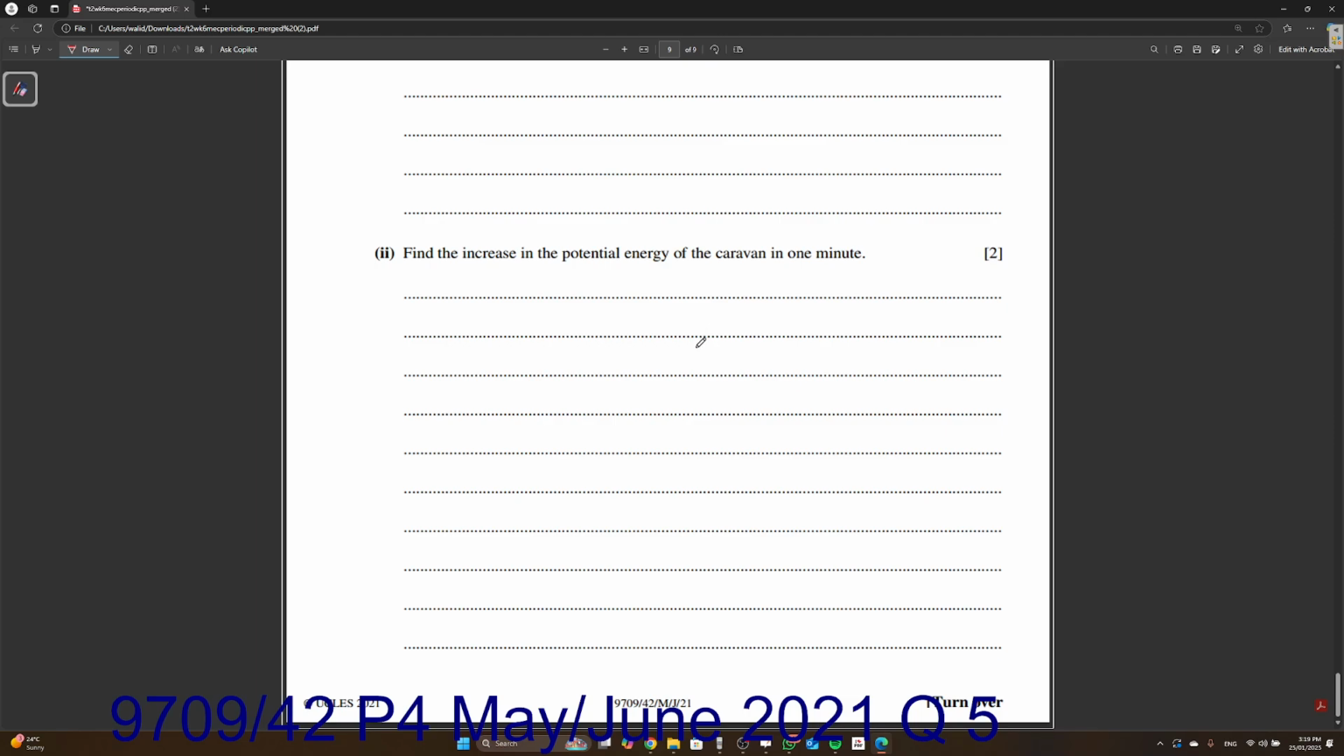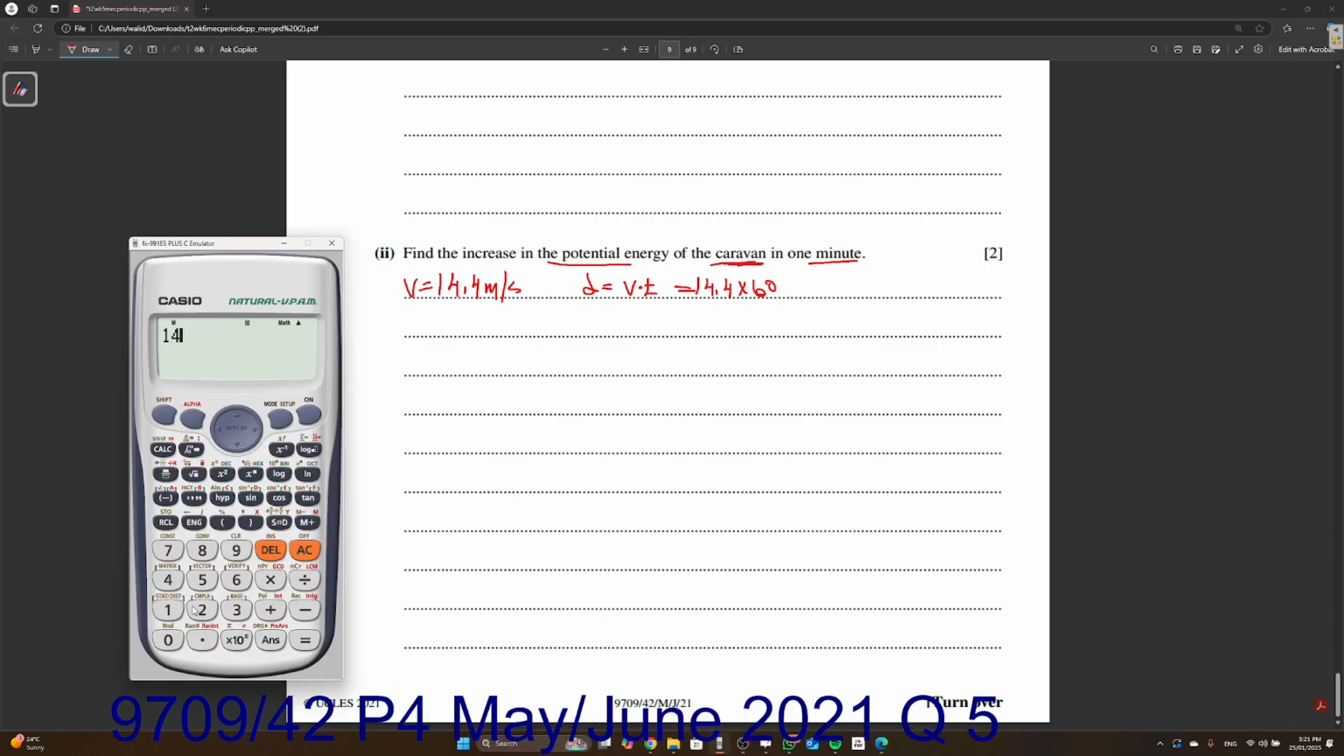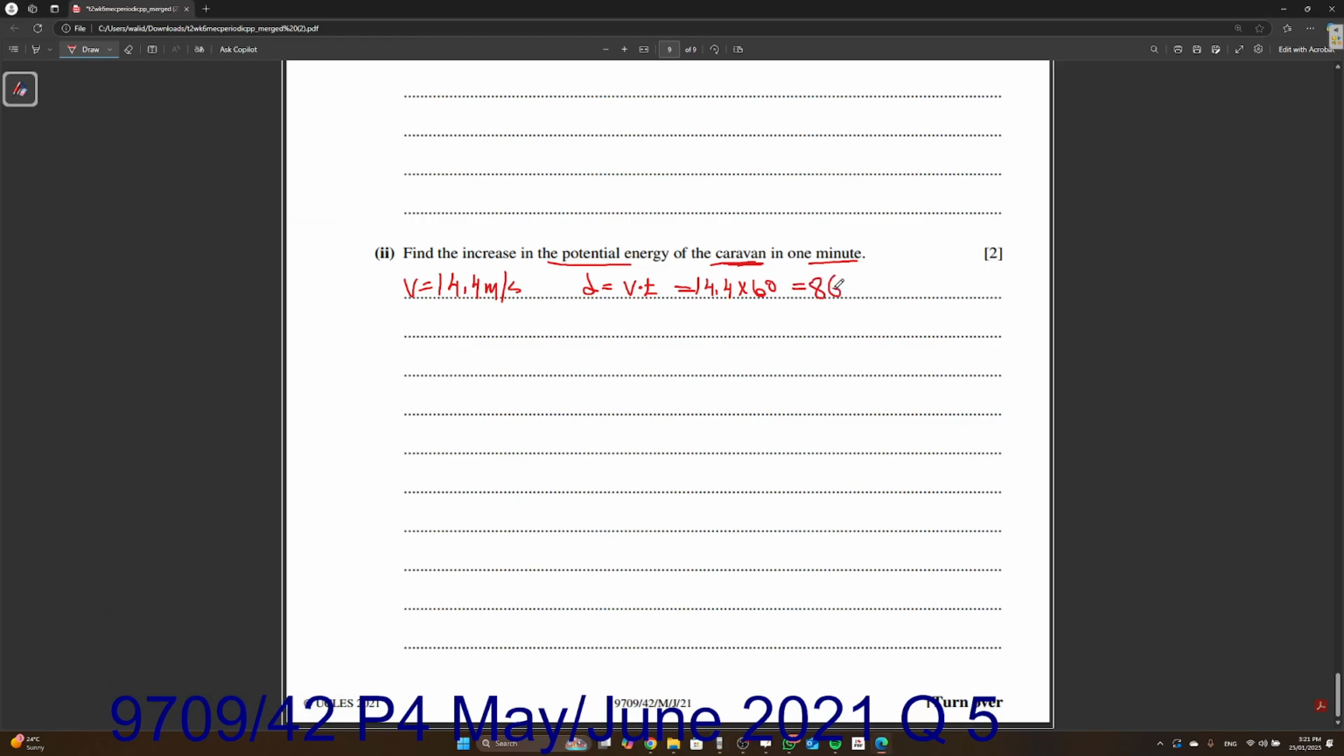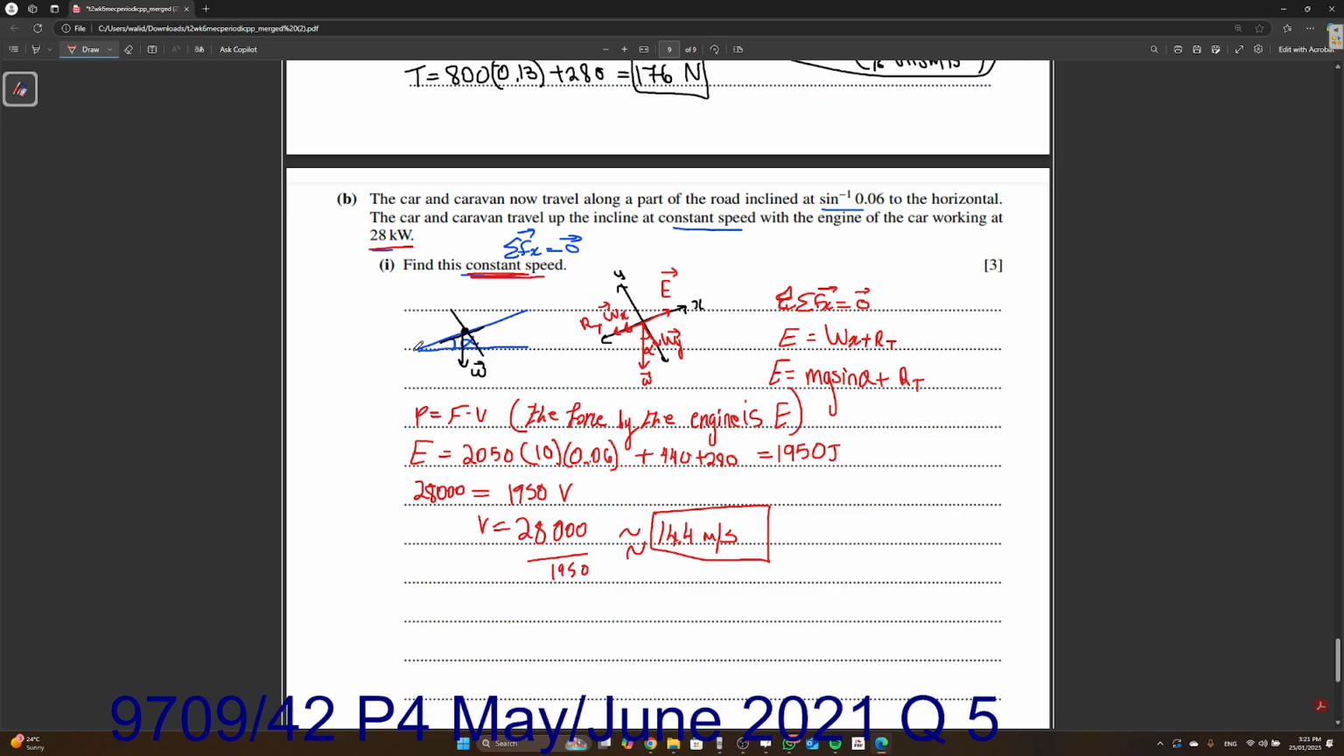Find the increase in the potential energy of the caravan in 1 minute. So to find, pay attention, we're only talking about the caravan now. To find the increase in potential energy, we need to know how much height it traveled. So that's why here we found the velocity. If we're moving at v equal 14.4 meters per second, how much distance do we travel in 1 minute? Obviously d is equal to velocity times time. So 14.4 times 60, and you get 864 meters.